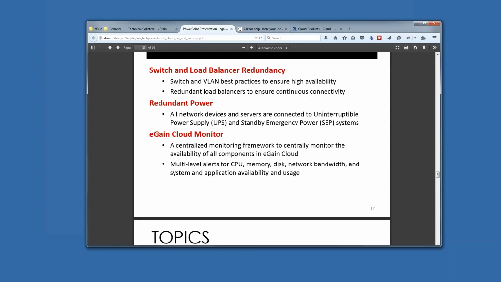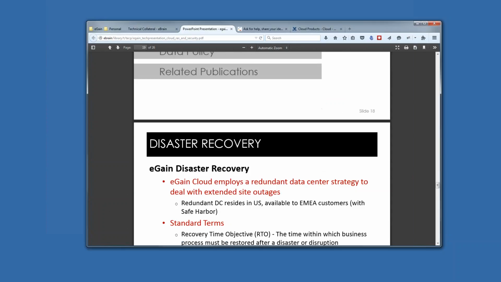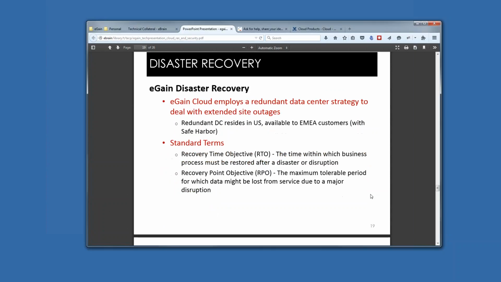DR is another one that gets talked about a bunch. So in general, we do have a redundant data center as a strategy for DR. So if our data center in San Jose or the UK in Slough goes out, we have a redundant data center in Chicago that we can use to fail over to. The two terms thrown about for DR is typically RTO and RPO. So how fast can we get you back up, and how much data will we potentially lose?